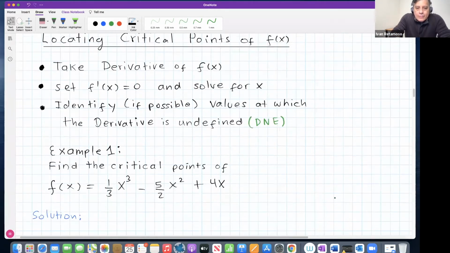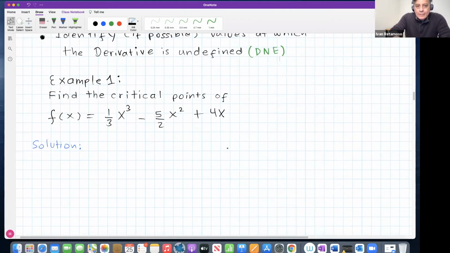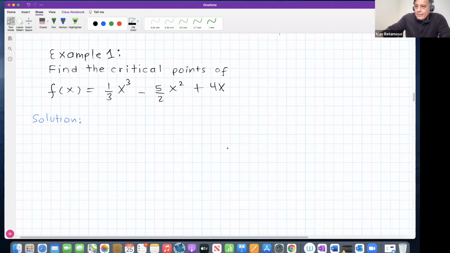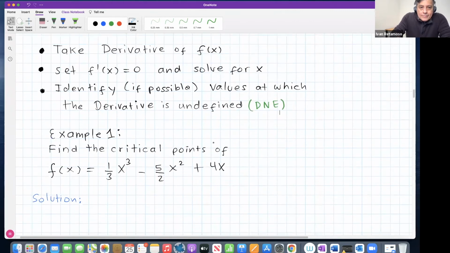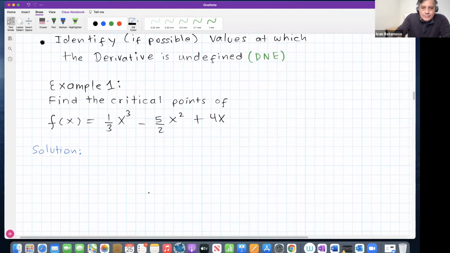All right, example 1: find the critical points of this cubic polynomial function. Let me show you this, and then I will give you an exercise to work on. Let's follow the 3 steps. Step 1 says take the derivative of your function. So we go ahead and take the derivative.